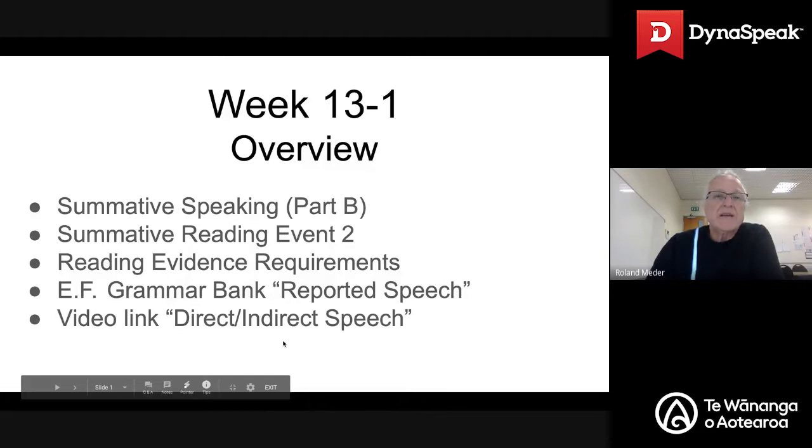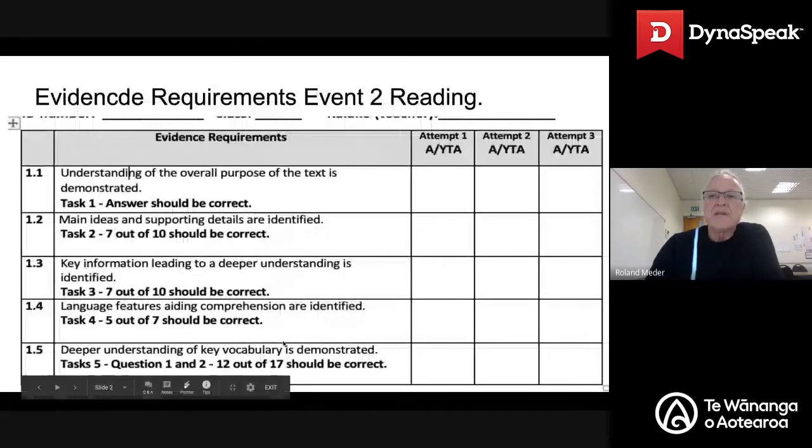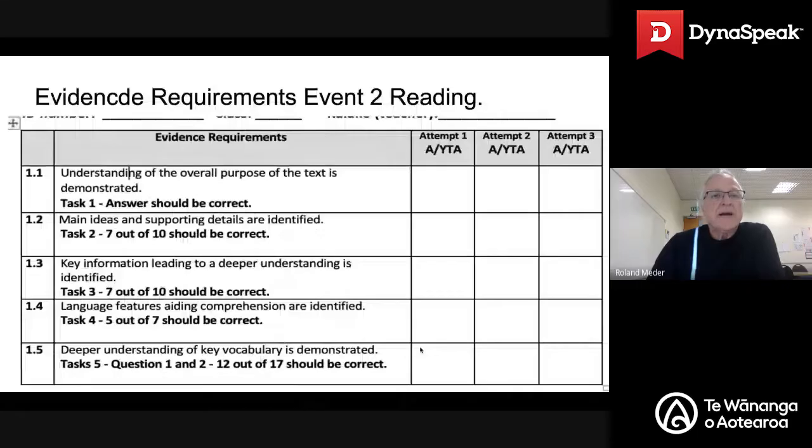Okay, let's look at the evidence requirements for Event 2 reading. It always starts more or less the same way. I'm showing that you understand the overall purpose of the text. Now remember, the answers for this are usually multiple choice form. So read those choices very carefully and try to work out which one best describes the overall purpose of the text that we are reading.